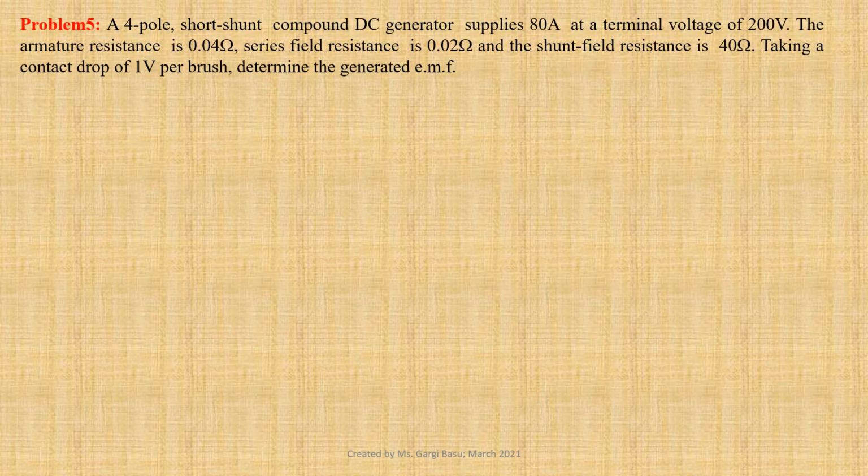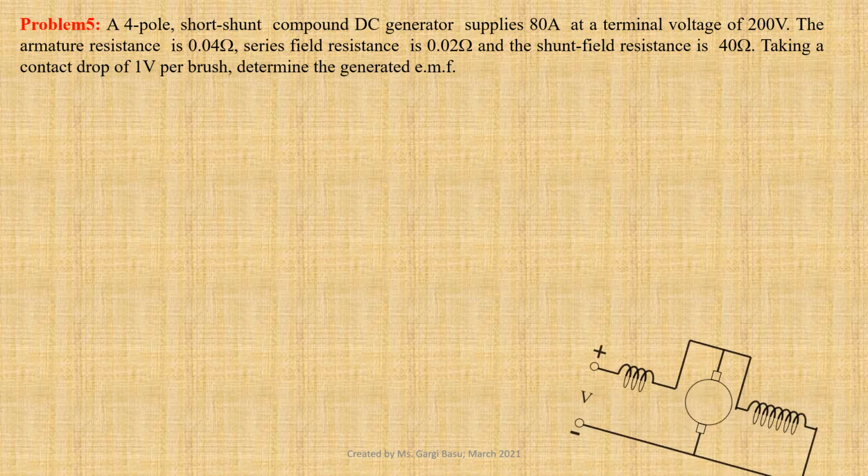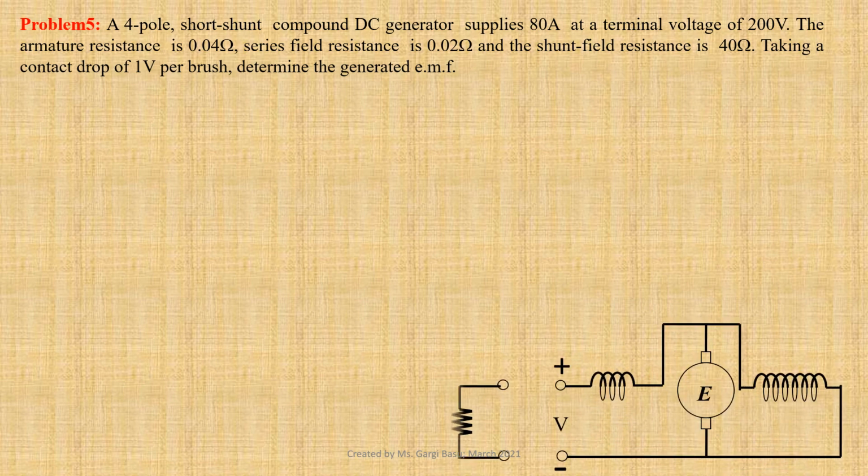Problem number 5. A 4-pole short shunt compound DC generator supplies 80 ampere at a terminal voltage of 200 volts. The armature resistance is 0.04 ohm, series field resistance is 0.02 ohm, and the shunt field resistance is 40 ohm. Taking a contact drop of 1 volt per brush, we have to determine the generated EMF.